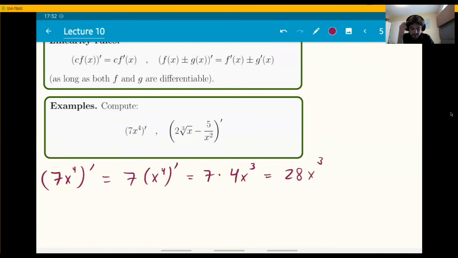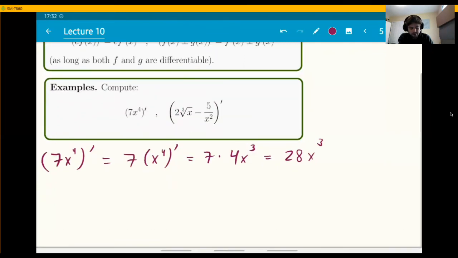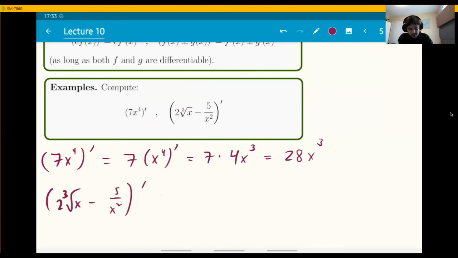And the next example here is a difference between two functions. Each one of them has a constant in front, like the 2 and the 5. So when you want to differentiate this expression, you can rewrite it this way. The 2 comes outside of this derivative for the function cube root of x. Then there's the minus sign. Then the 5 outside of the 1 over x squared.